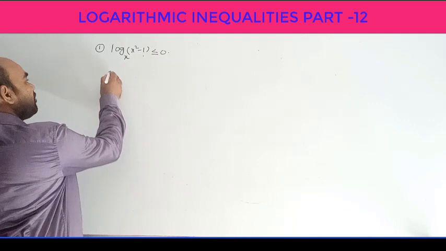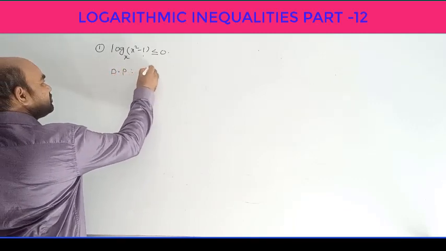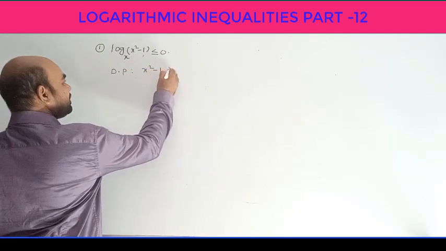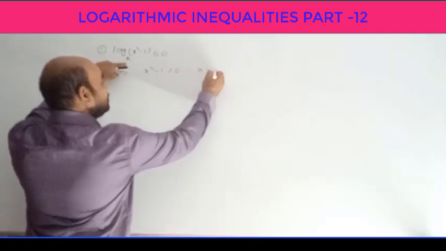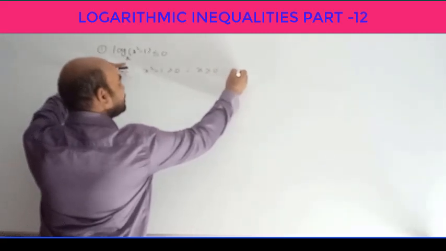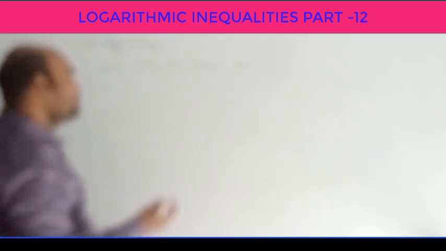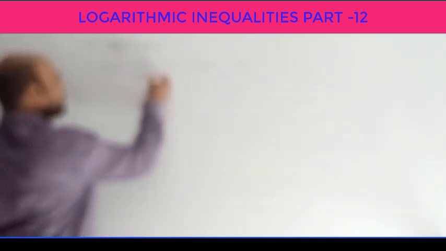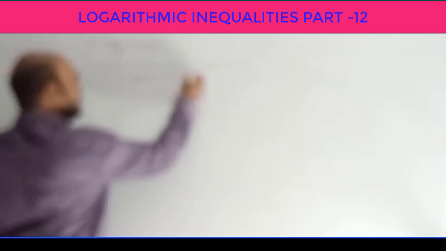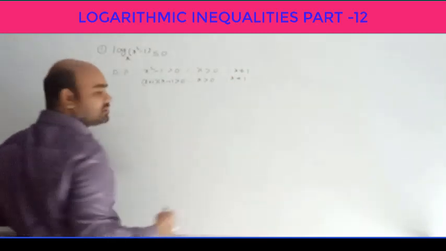So, domain of the problem. First, x square minus 1 should be greater than 0. Second, the base should be greater than 0 and your base should not be equal to 1. The common x that we find becomes the domain of the problem. So you can write: x plus 1 into x minus 1 greater than 0, and x greater than 0, and x is not equal to 1.